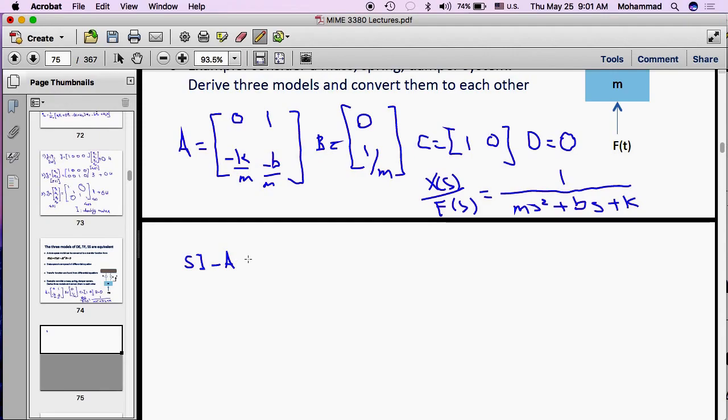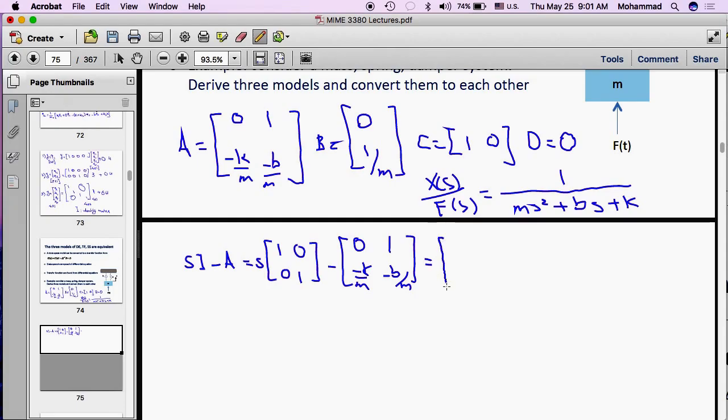Now sI means this: the identity matrix in this dimension, which is 2 by 2, everything has to be the same dimension. So it's s times the identity matrix, [1, 0; 0, 1], minus A, which is [0, 1; -K/M, -B/M]. That is sI minus A.